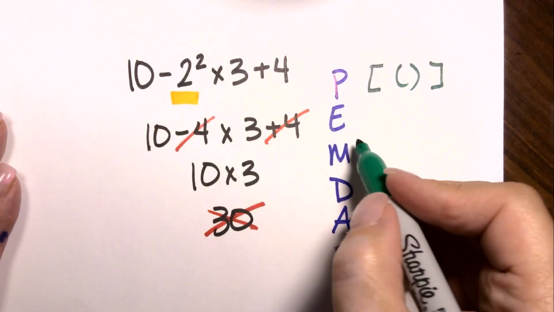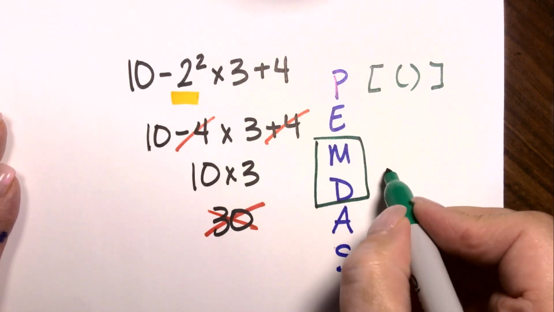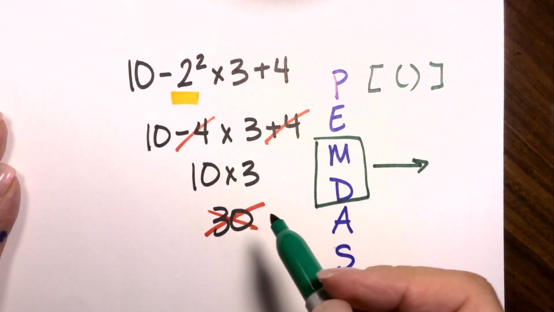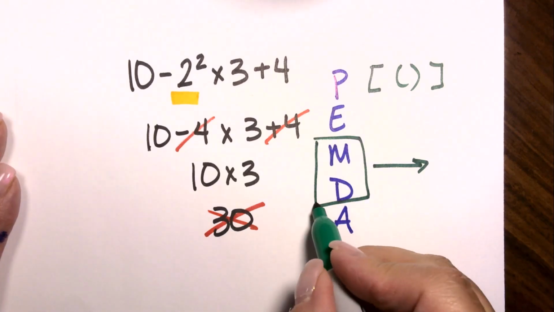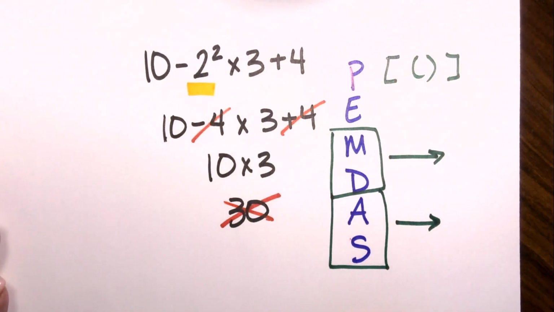Exponents, got that. M and D stands for multiplication and division, but you do those in order from left to right, how we read, so how they appear. It doesn't mean multiplication always comes first. Same thing for adding and subtracting, in order from left to right.